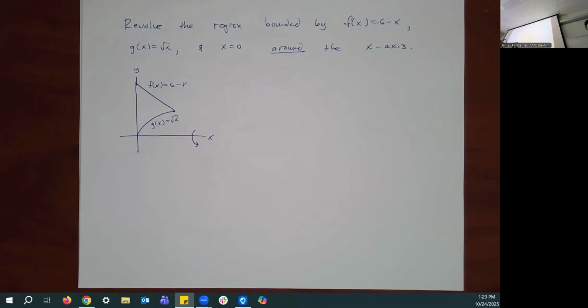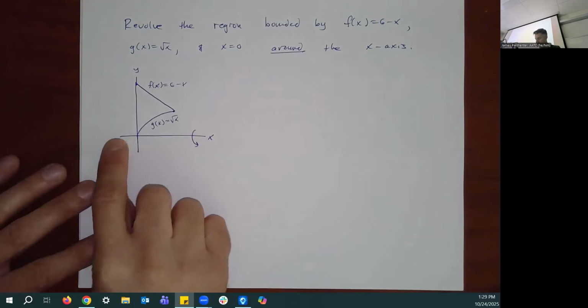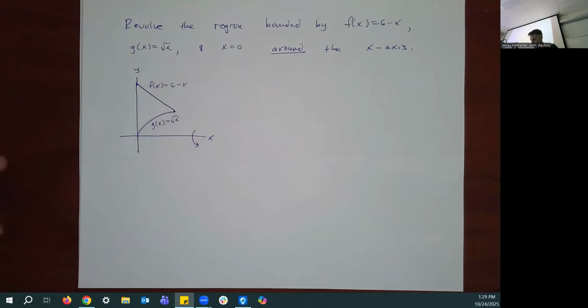Caveat, that's not true if you're in 21B. If you're in 21B, you use the shell method as well, and there your strip can be parallel. But in this class, where we are only talking about the disk method or the washer method, your strip is always perpendicular to the axis of rotation. So if your axis of rotation is horizontal, your strip better be vertical.